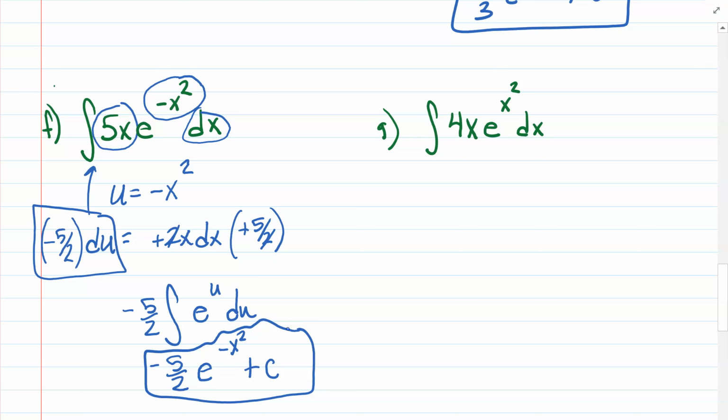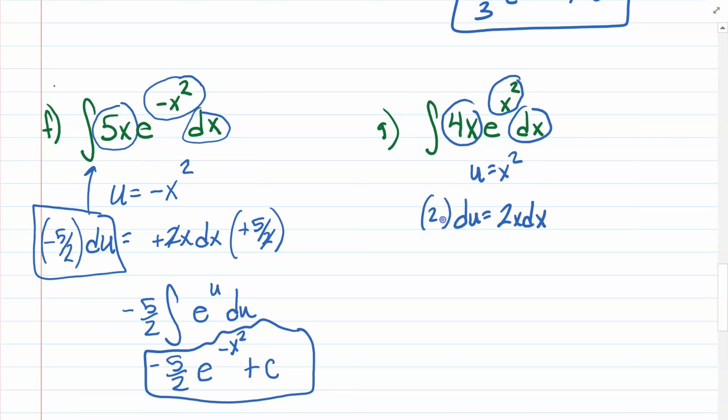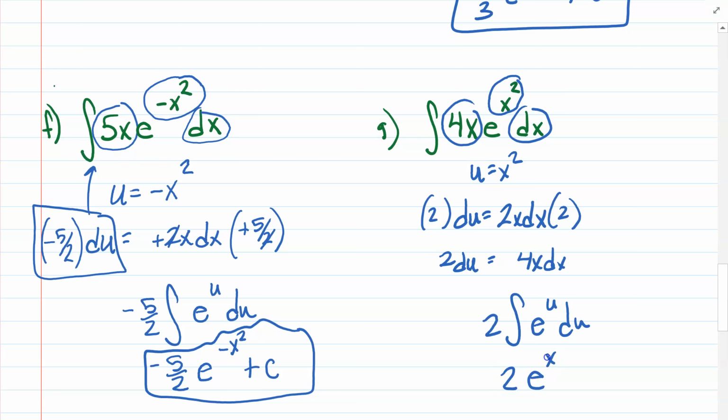Okay, last one here, g. G says the integral of 4x e to the x squared. So again, I'm going to let u equal x squared. Then du is going to be 2x dx. But notice I have a 4x dx, so I'm going to multiply both sides by 2 to make this happen for myself. So 2 du is now equal to 4x dx, and that's exactly what I have in my integrand. So then I'm going to replace this as 2 times the integral of e to the u du, which is 2 e to the x squared plus c, and we are in business.